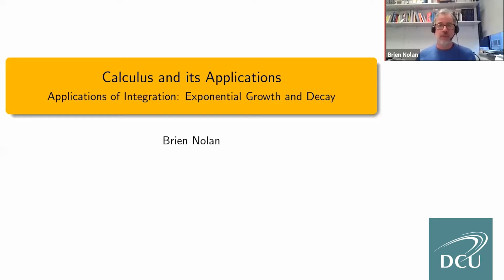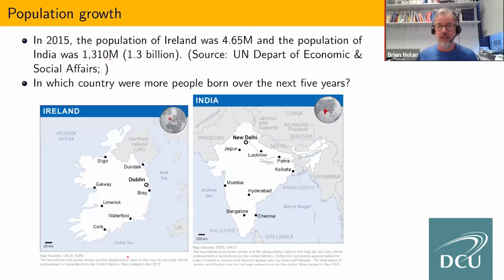So our first round of applications involves what's known as exponential change. So exponential growth or exponential decay. And our first application is to the area of population modeling. In other words, predicting how populations will change over the next few years. Okay, let's look at some figures relating to two countries, Ireland and India, a much bigger country. The population of Ireland in 2015, as you see, was 4.65 million. The population of India, much bigger, 1.3 billion, so 1,310 million.